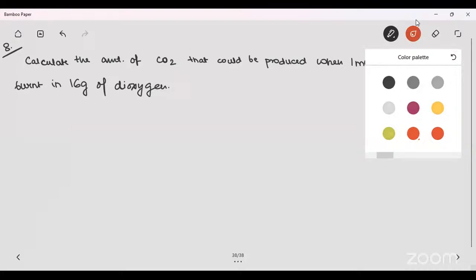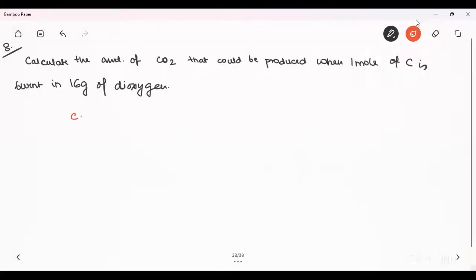It will be C plus O2 gives CO2, right? 12 gram, 32 grams, 44 gram, right? So 16 gram will be producing how much? 22 gram. So this will be your final answer.